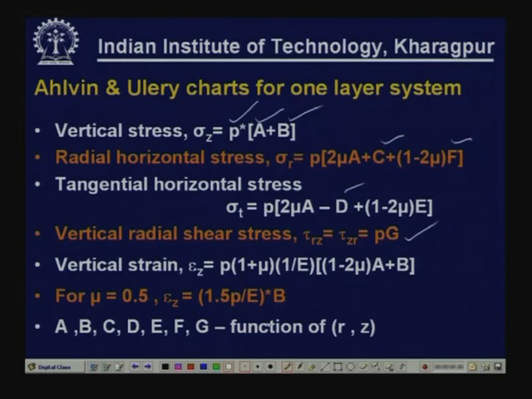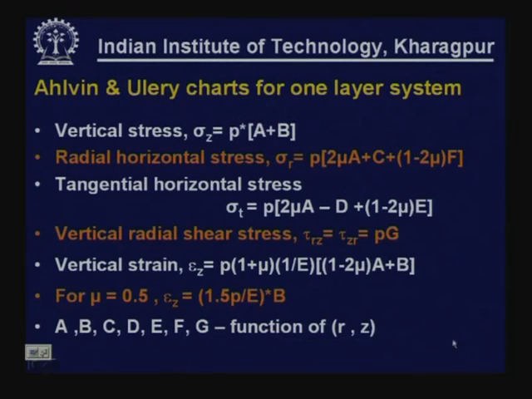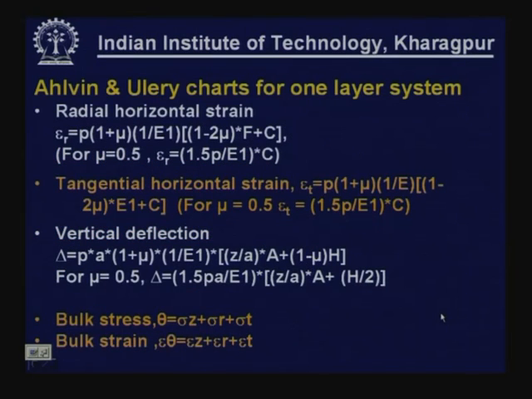These values are a function of R and Z, which represent the location of the point in the pavement system. Similarly, we can see expressions for other parameters like radial horizontal strain, tangential horizontal strain, vertical deflection, bulk stress, bulk strain, all in terms of the input parameters P, a, elastic modulus value E1, Poisson ratio value mu, and the coefficients that are to be selected from the charts and tables given by Alvin and Ullery, A, B, C, D, E, F, G, H.